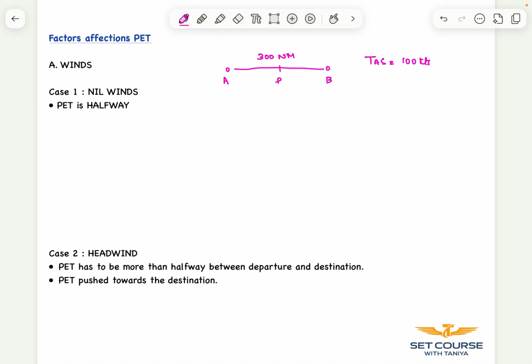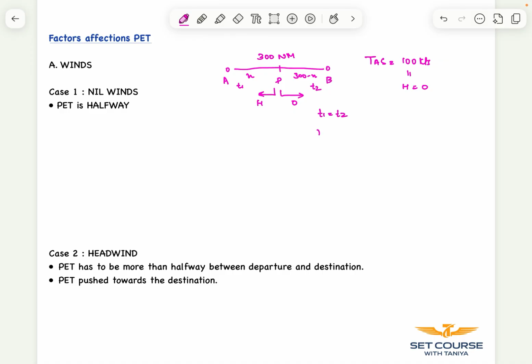P being our point of equal time. Since we're maintaining a constant TAS, our home speed would be equal to our on speed, which is 100 knots. So this distance from A to P being x, the other one being 300 minus x, the time being T1, the other one being T2. By definition, T1 equals T2.